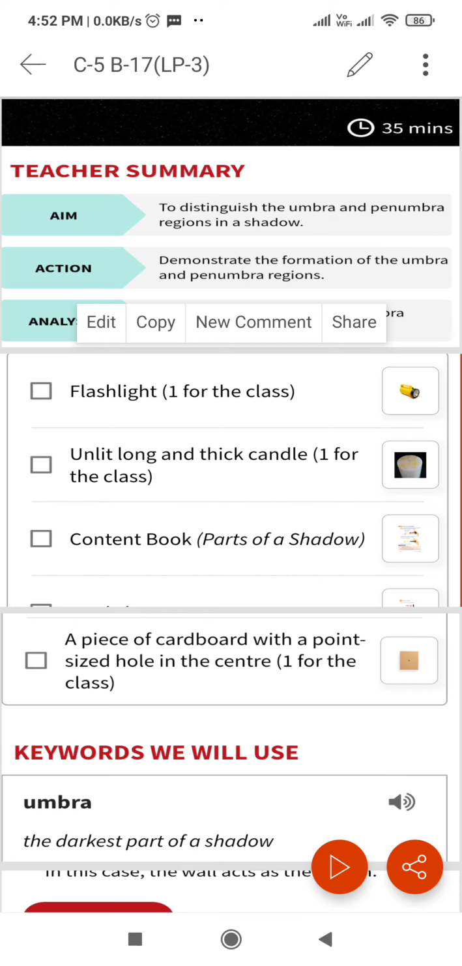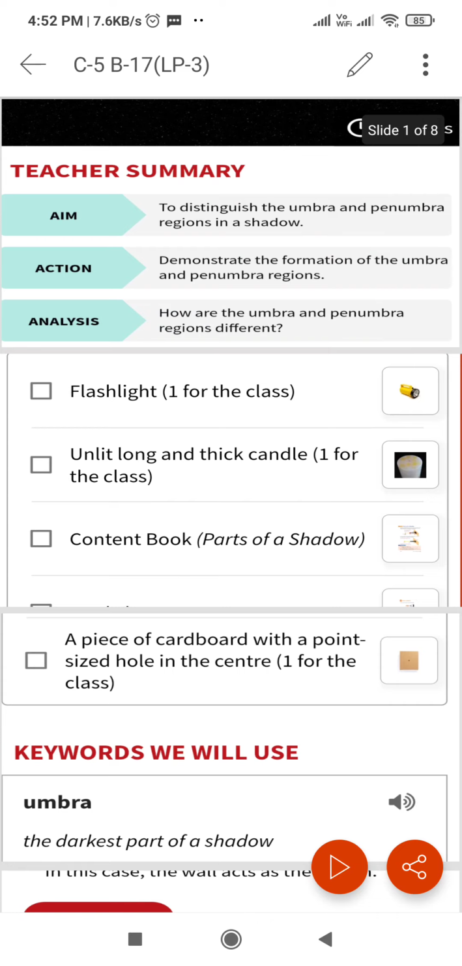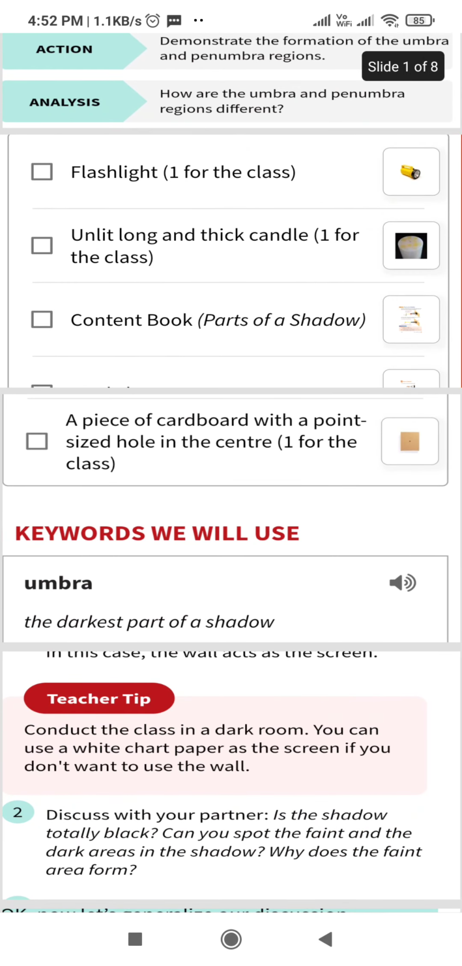Keywords that are used: umbra, penumbra and extended. What is the meaning of umbra? Umbra is the darkest part of shadow.